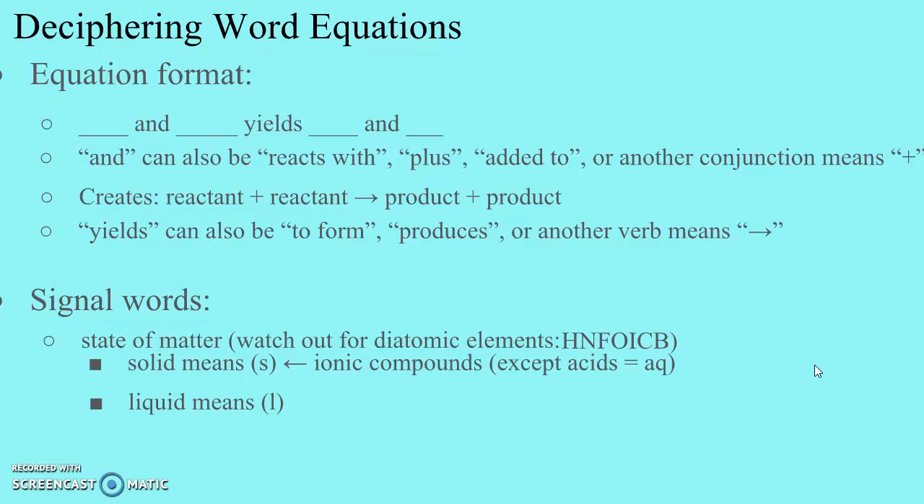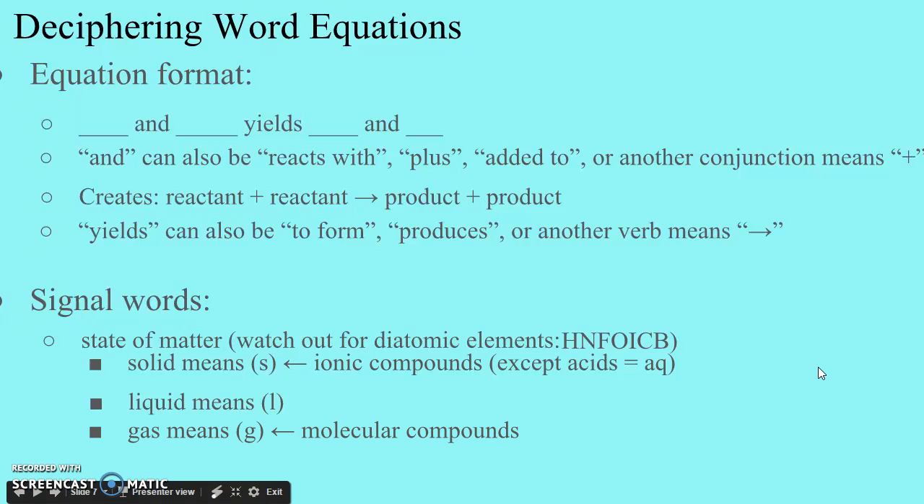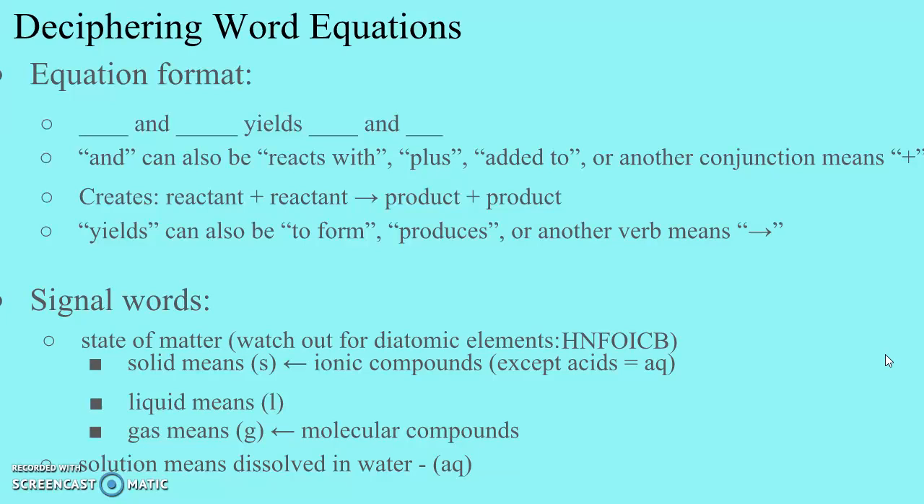Liquid is L. Gas is going to be signaled with a little g. A lot of gases are molecular compounds. There are some solid and liquid molecular compounds. Solution means dissolved in water. So if we see something is aqueous, meaning it has dissociated, it has broken apart, it is now dissolved in water. If you see something that has an S behind it, that generally tells you that it is not soluble in water. So it's going to stay a solid no matter where it is. This would mean that it would dissolve in water.